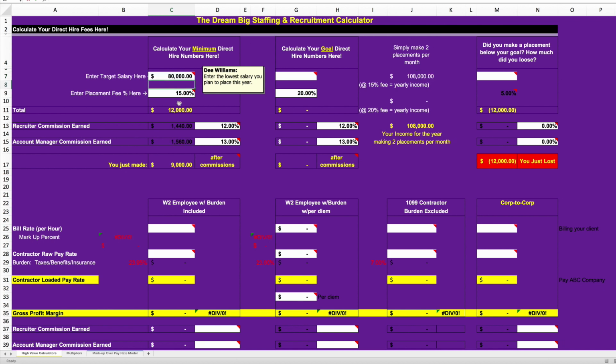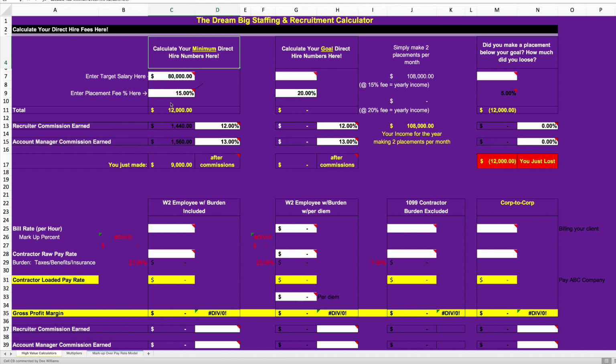So I'm going to put $80,000 in because this is my minimum direct hire number. When I'm thinking about forecasting, what's the bare minimum salary of my particular position? Sometimes you're going to have to go out and do research and see what type of position you're working on, so that you can figure out what the salary range is. This will also help you to define how much you're going to make, right? So I'm here saying $80,000.